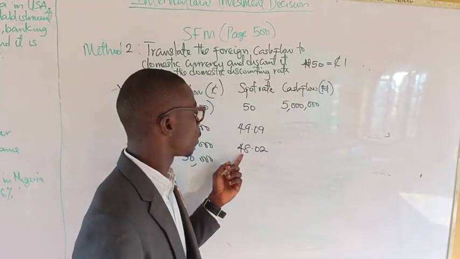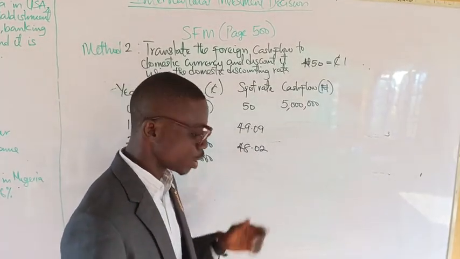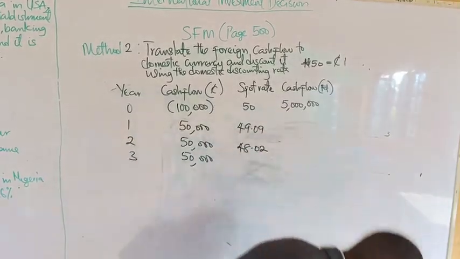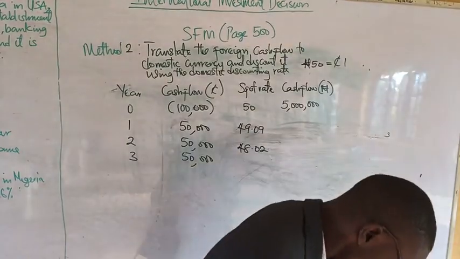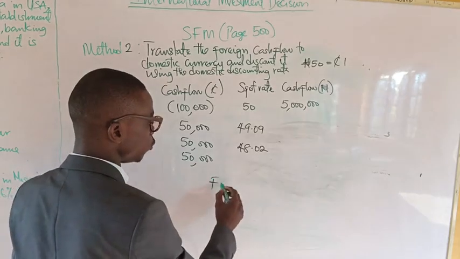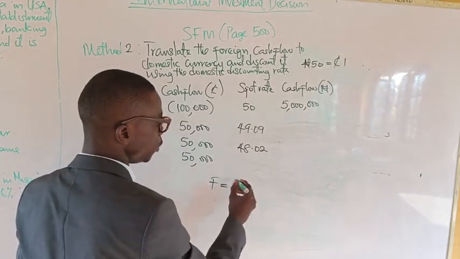So we approximate it to 48.2. You see, it's relevant. So what would be for year 3 now? The same formula too. So that would be 50.